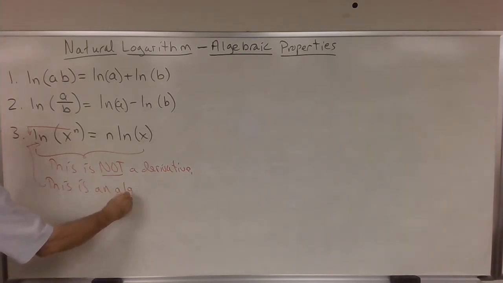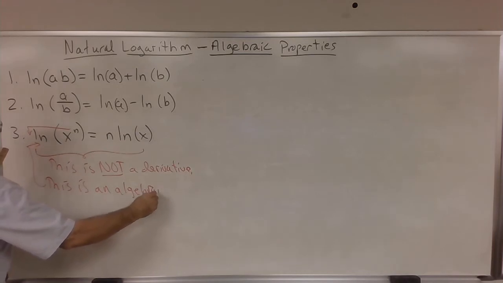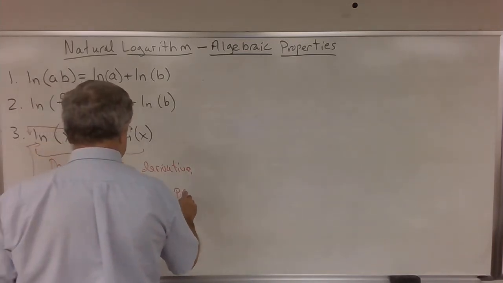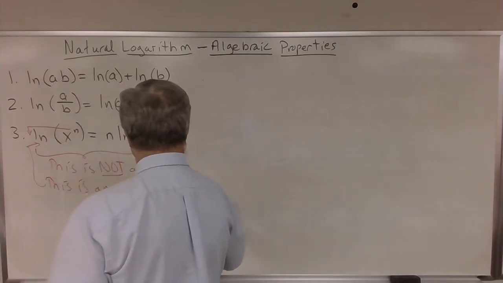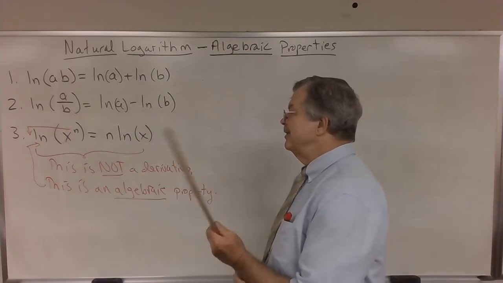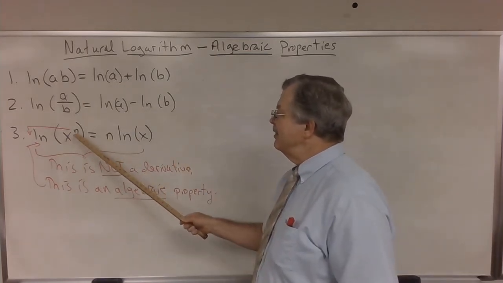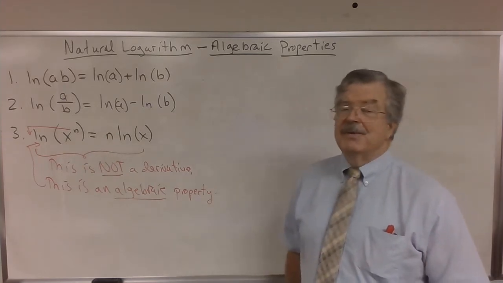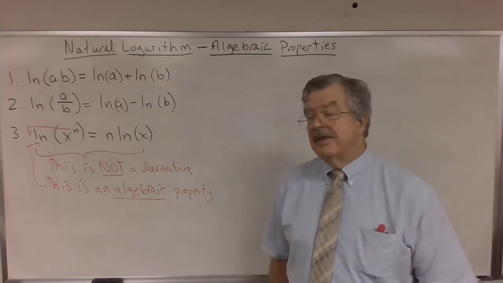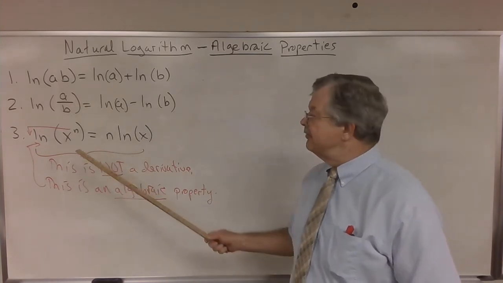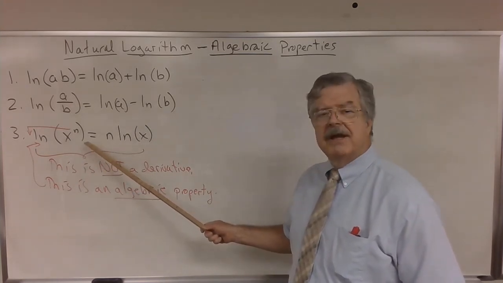And we have to remind ourselves this is an algebraic property. We look at this, and the easiest thing in the world is, okay, bring the exponent down front. And before you know it, we're going to start thinking derivative. But this has nothing to do with derivatives. This is strictly an algebraic property.